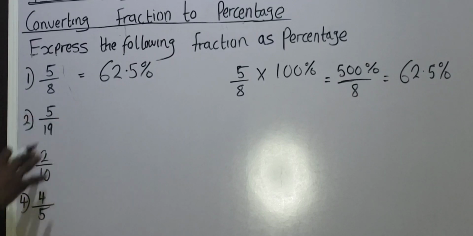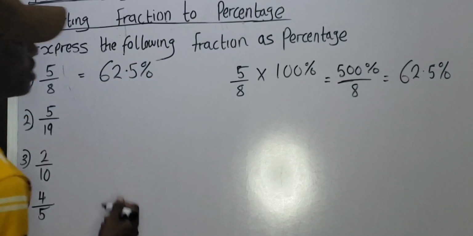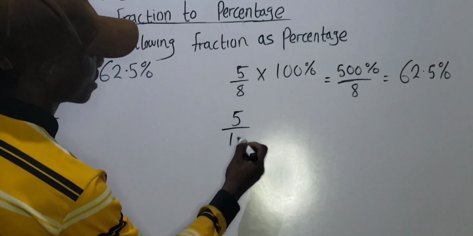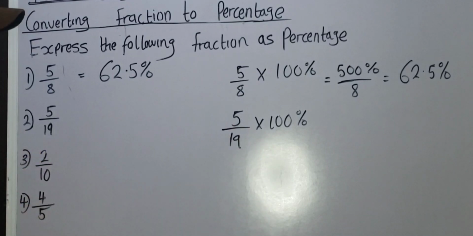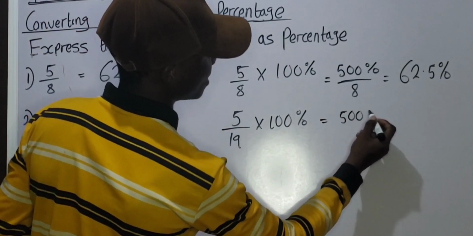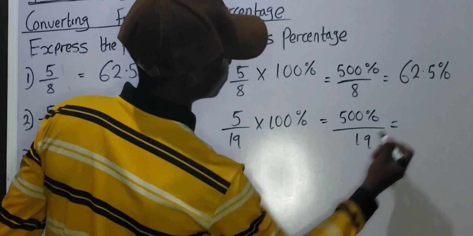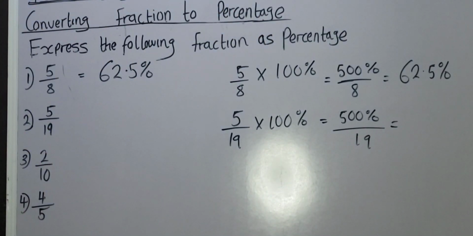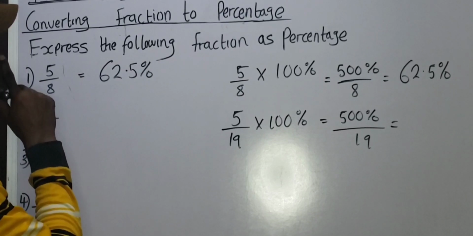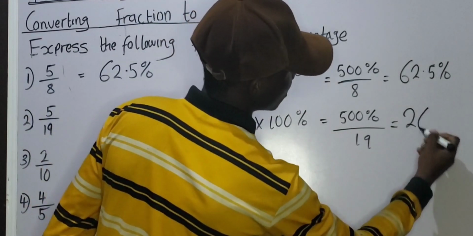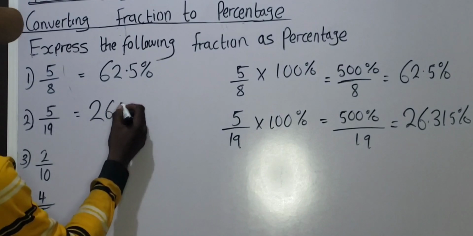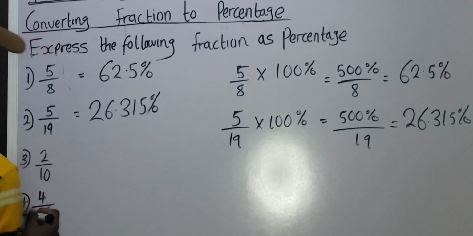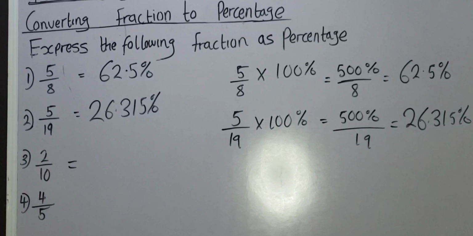So let's proceed to the second question. We are told to express 5/19 as a percentage. So don't forget that we are going to multiply the fraction by what? 100%. So I'm going to have 5/19 multiplied by 100%. So I'm going to have 500% all over 19. So if you punch your calculator, you are going to get 26.315%. So the value here is 26.315%.